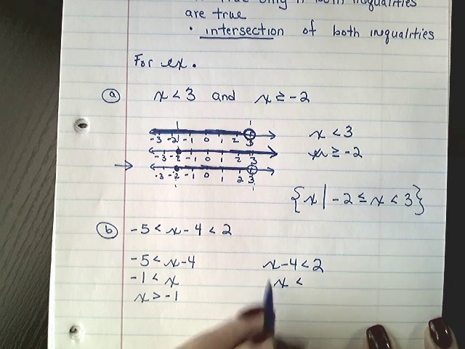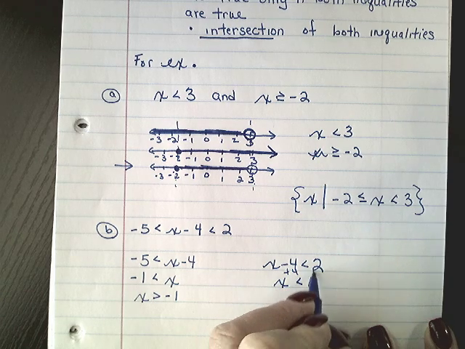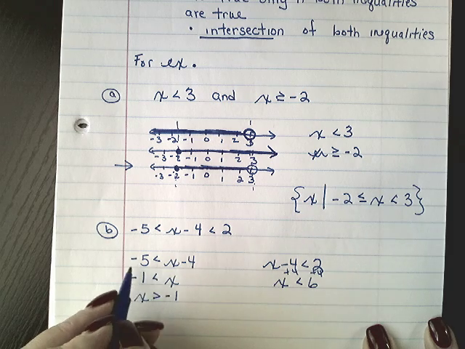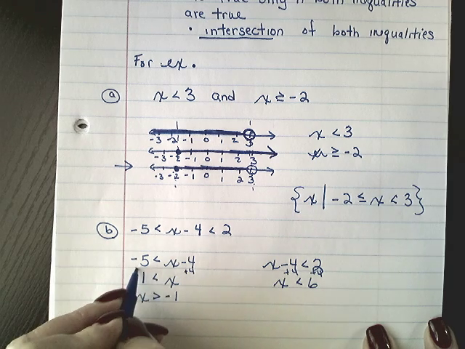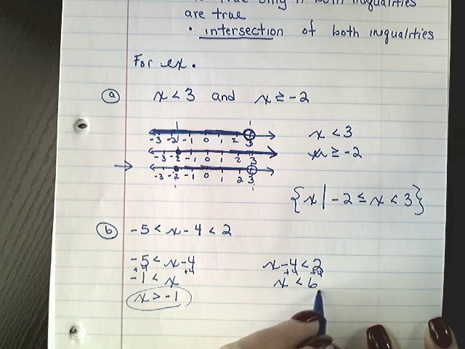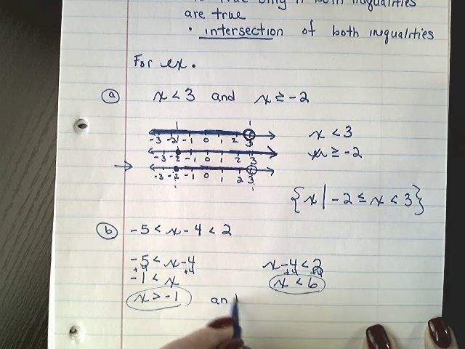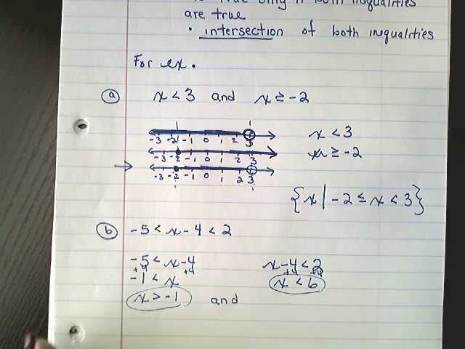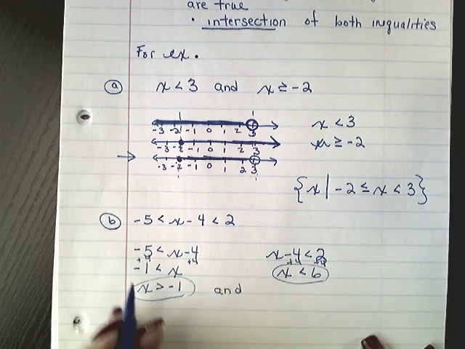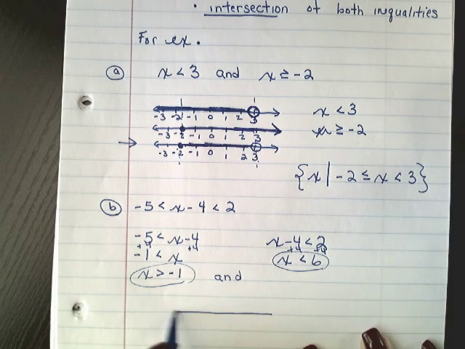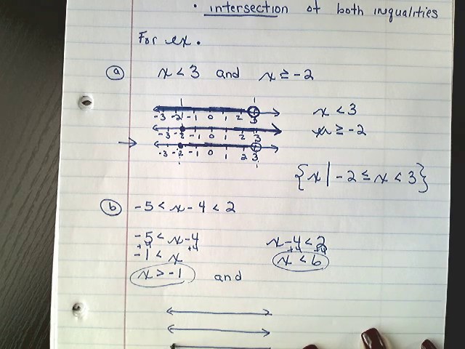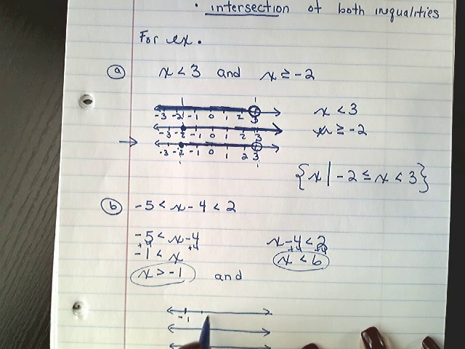Now solve. So if I bring that over, I'm going to have negative 1 is less than x. So I can change that to x is greater than negative 1. I like to always lead with my variable. Here, it's going to be x is less than 6. I'm going to add 4 to both sides. So here are my two inequalities with the word and in between. All right, so now when I graph these, again, I'm going to have 3 graphs.